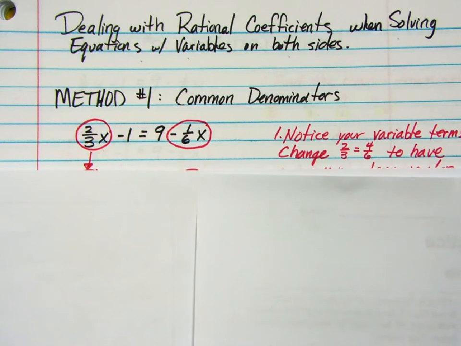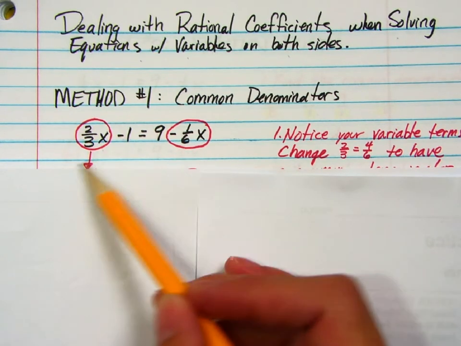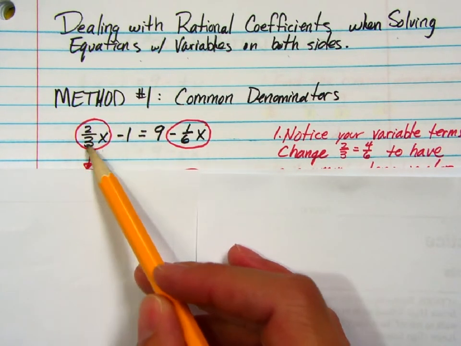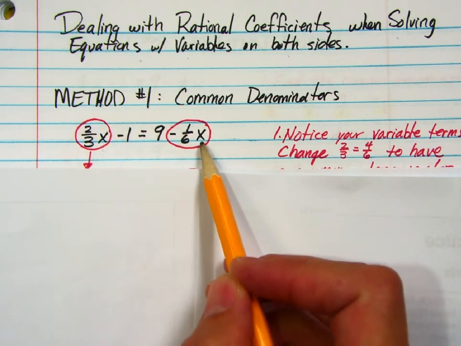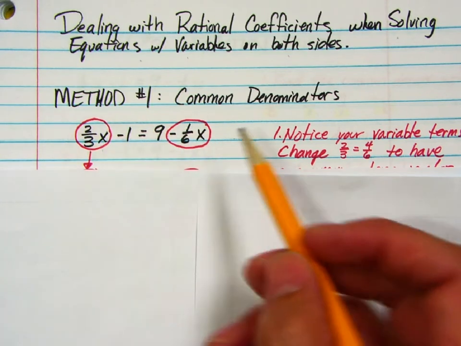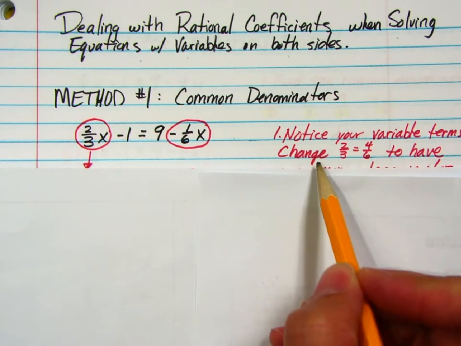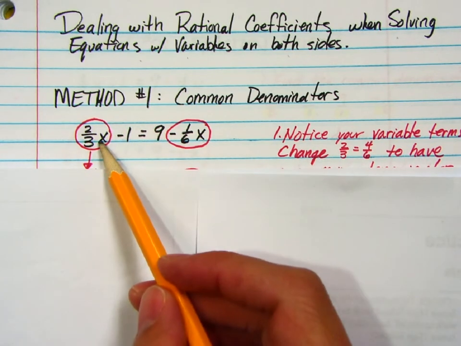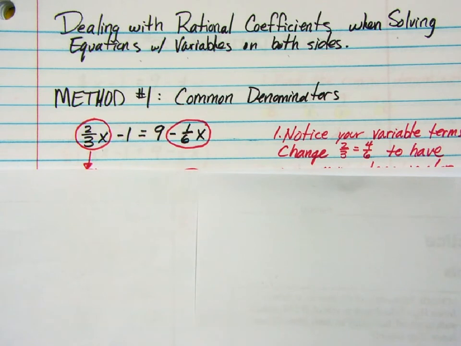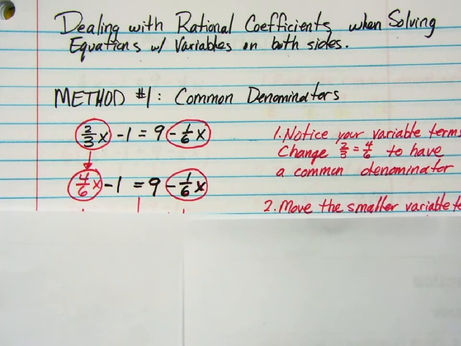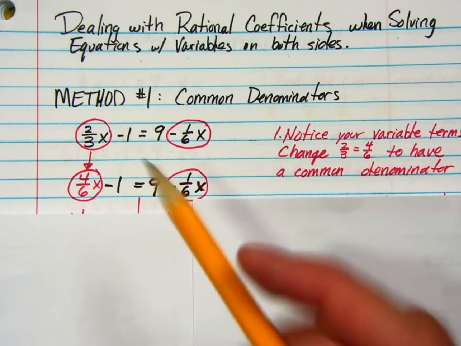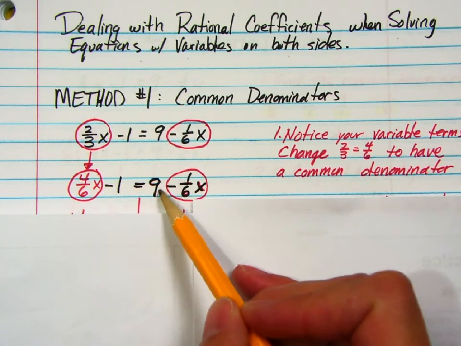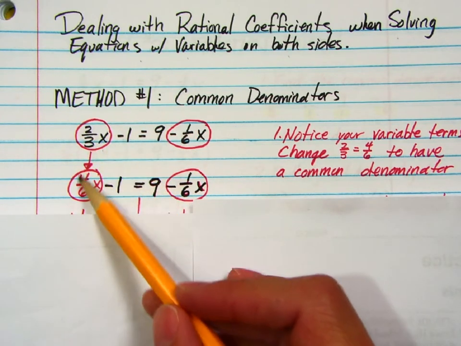I'll notice that between these two, I've got 2/3 x and negative 1/6 x on two different sides of the equation. Notice your variable terms. You want to change 2/3 into 4/6. The reason you want to do that is so that you have a common denominator. And so that's what I did right here. This stayed the same, except over here 2/3 turned into 4/6.